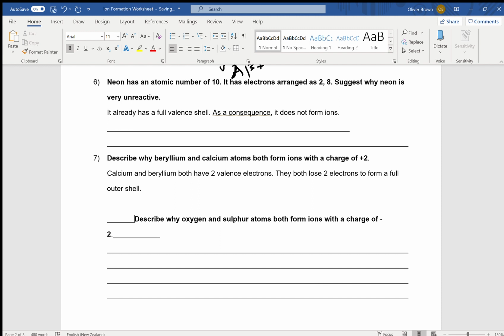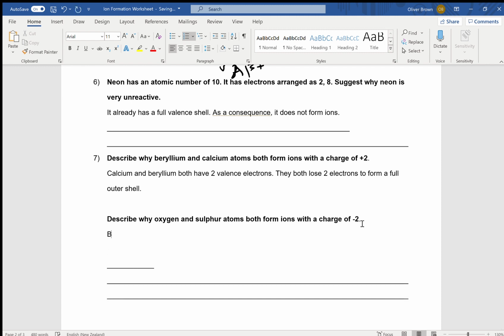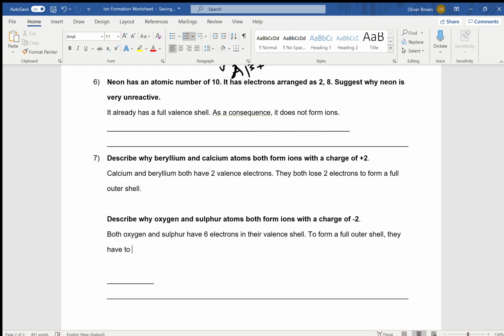And if we just finish off with this final question, describe why oxygen and sulfur both form ions with a charge of -2. In both cases, both oxygen and sulfur have 6 electrons in their valence shell. To form a full outer shell, they have to gain 2 electrons. That's an addition of 2 negative charges to the atom. And so they have an overall charge of 2-. Effectively saying they have 2 more electrons in that ion now than they do protons.